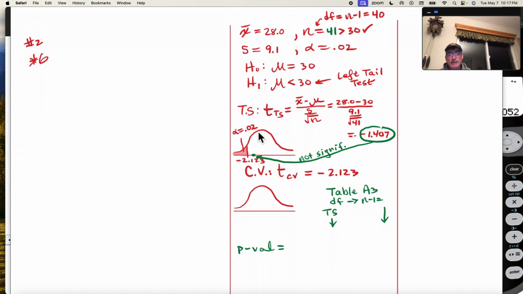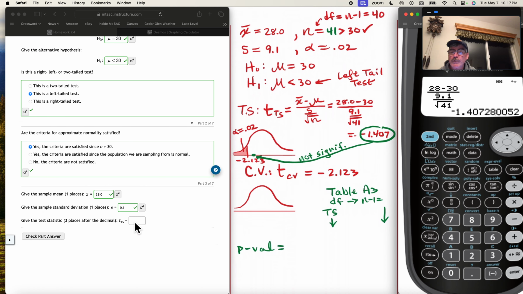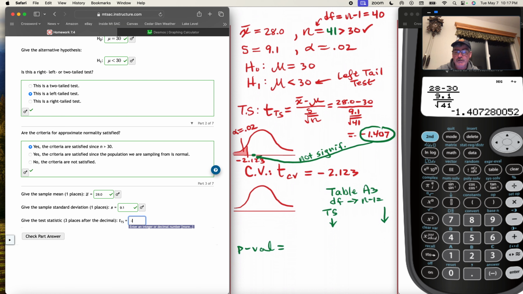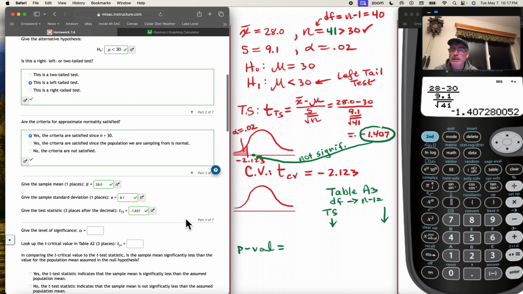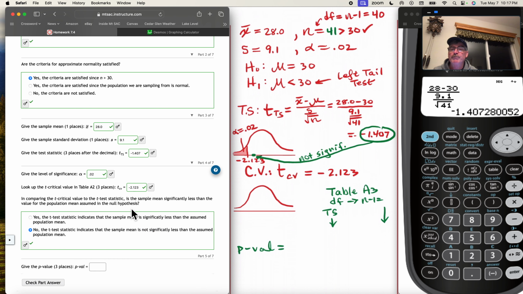Okay, so make this quick little note here on the problem. The test statistic negative 1.407, and the level of significance alpha was 0.02. The t critical value negative 2.123. Okay, and yes, no, this time it's not significant, so no, not significant. Okay, check all that, looks good.